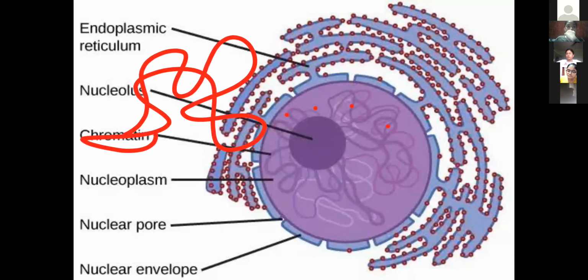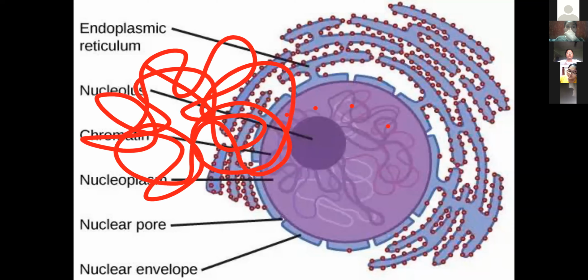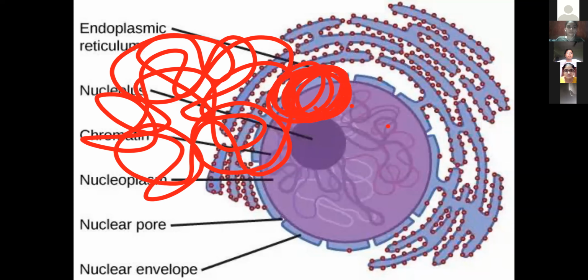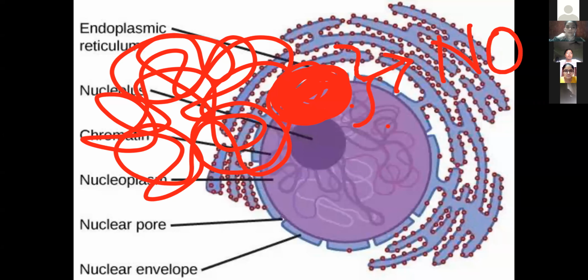Now you can understand, right? Whenever I use the term chromatin, chromatin meaning threads of DNA, threads of chromosome, right? So one part of this chromosome becomes denser, and this part we call NOR.